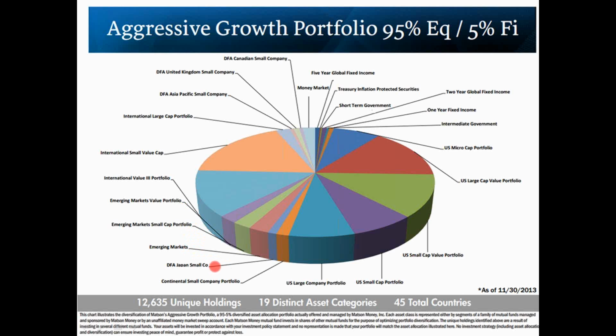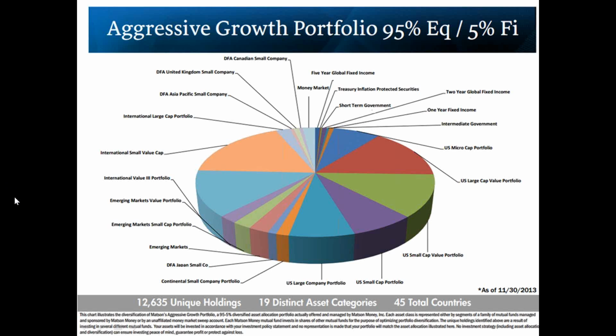small companies, we have large companies, we have U.S. small cap, we have U.S. small cap value, we have U.S. large cap value. We even have micro cap in the portfolio. These are the smaller companies in the U.S. We have intermediate government, 1-year fixed income, 2-year global fixed income. We have fixed income, we have U.S., we have international, we have emerging markets, we have value, we have growth.